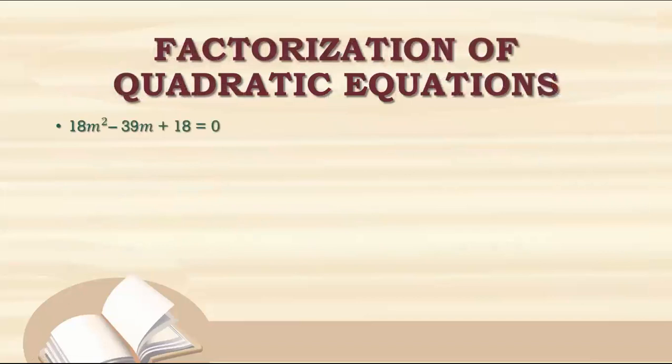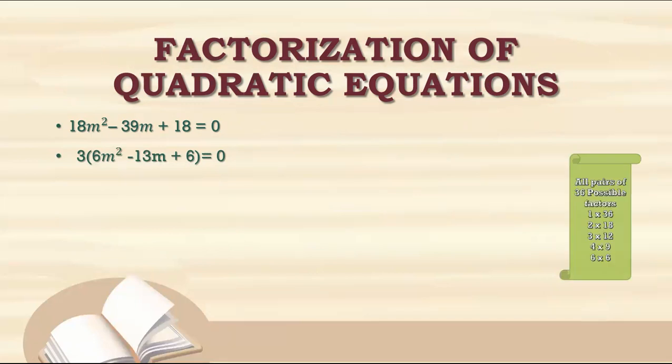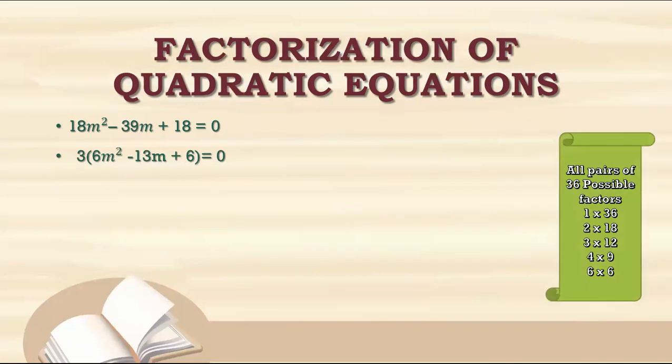Let's move on to another example. Can you see anything common here? Yes, 3 is common here. So 3 will be shifted to the other side of equals, which is equals to 0. Again, we have to go for multiplying the coefficient of m square with the last term c, which is 6. 6 sixes are 36.